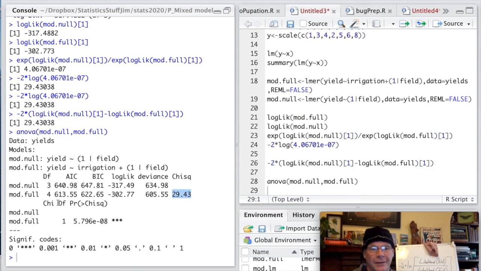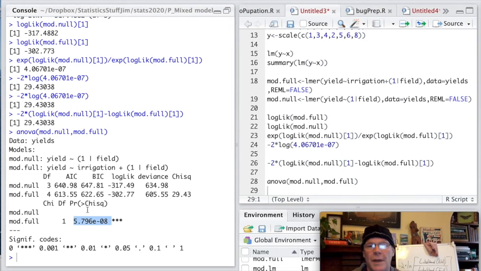And then again, it's looking at a chi-squared distribution with 1 degree of freedom, and the p-value is 5.7 times 10 to the -8th. So if our alpha is 0.05, we feel pretty good saying that irrigation is significant and it should remain in the model.